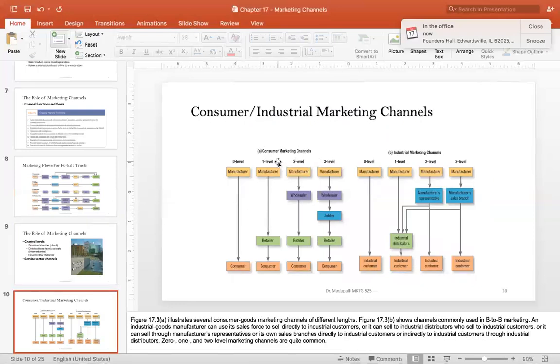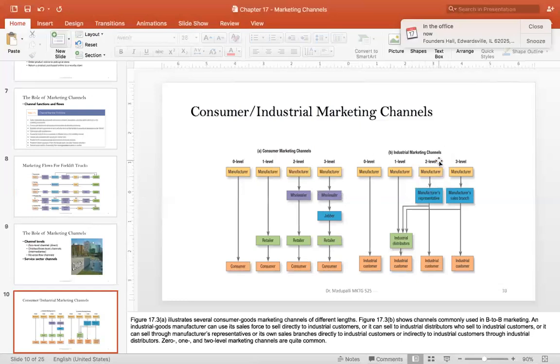A consumer marketing channel, for example, zero level: manufacturers directly selling to the consumer. Manufacturer uses a retailer and a consumer. Manufacturer sells it to a wholesaler, which is your distribution, and wholesaler sells it to a retailer, who sells it to a consumer. Whereas here, a manufacturer sells it to a wholesaler, who sells it to a jobber, and the jobber sells it to a retailer, and retailer sells it to a consumer. So these are different levels.